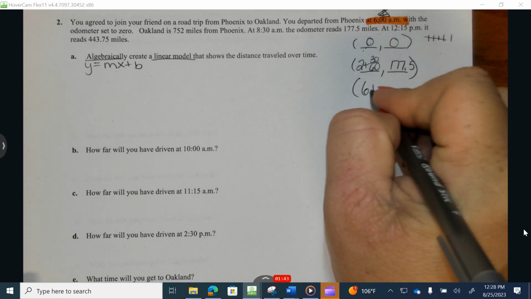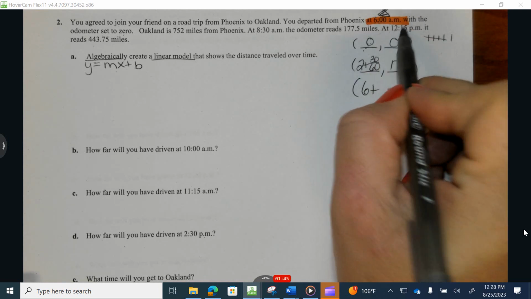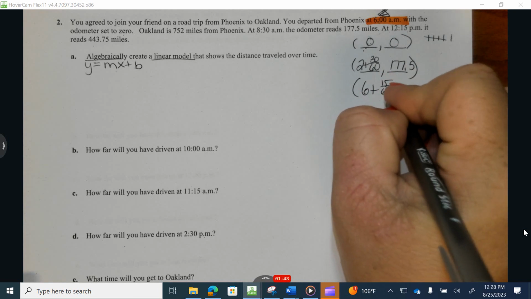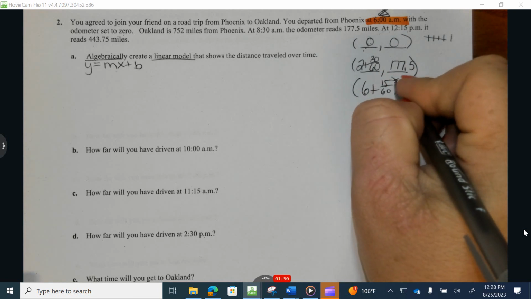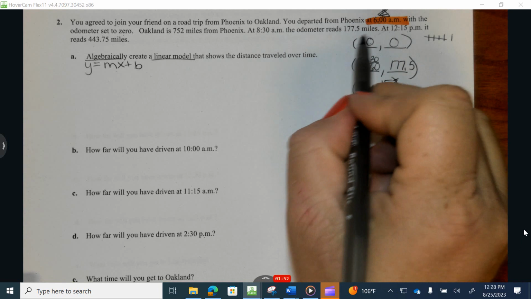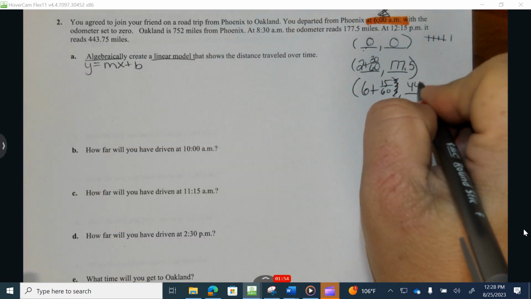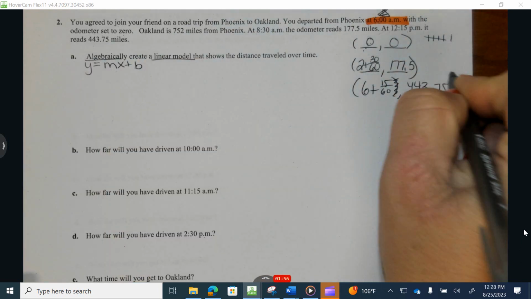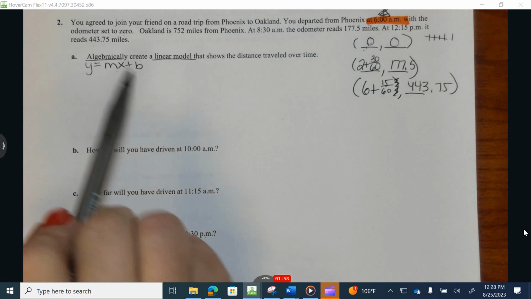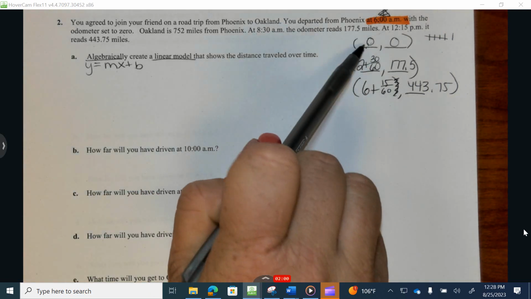So 6 hours, and we have 15 additional minutes. There are 60 minutes in an hour. And then how many miles have you traveled on this trip? 443.75. In order to come up with the slope, that's our first step, you choose any two of these.